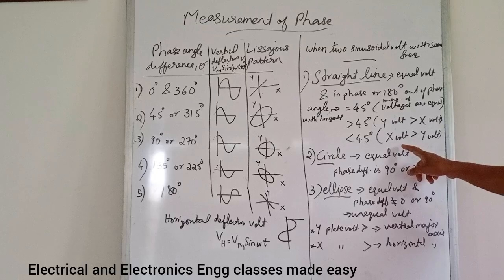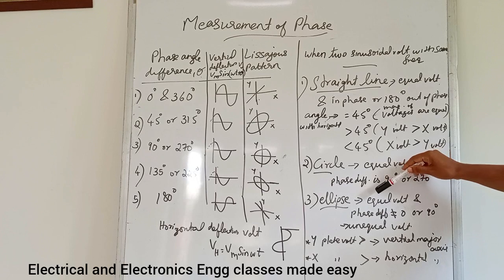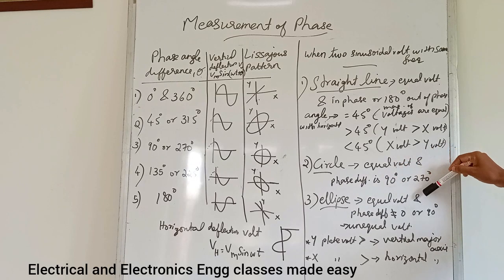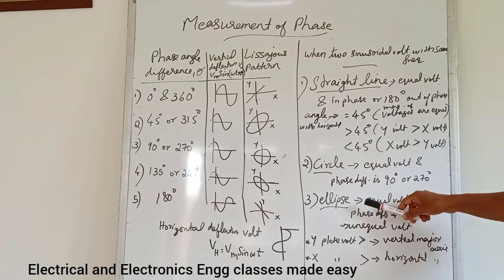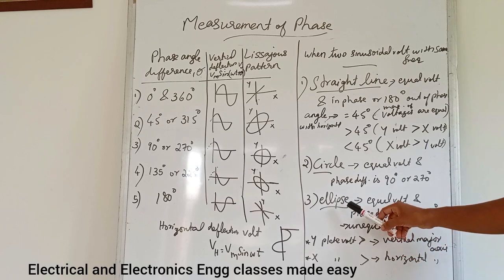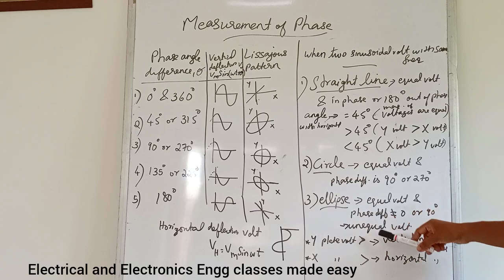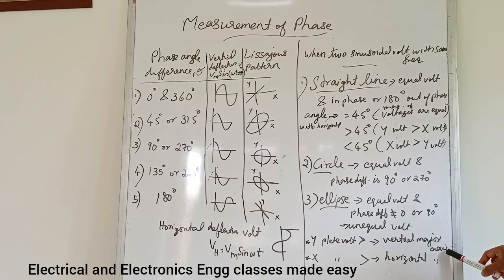But if the voltages are different, then we will get an ellipse. An ellipse is obtained when equal voltages of equal frequency but a phase difference not equal to 0 or 90 degrees are applied. An ellipse is also obtained when unequal voltages of the same frequency are applied. In this case, if the Y plate voltage is larger, then an ellipse with a vertical major axis is obtained, and if the X plate voltage is larger, then an ellipse with a horizontal major axis is obtained.